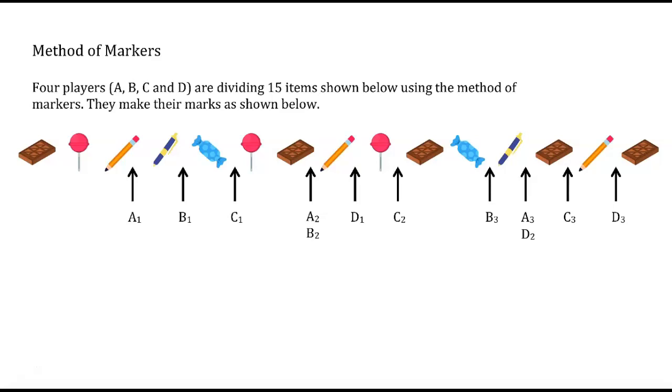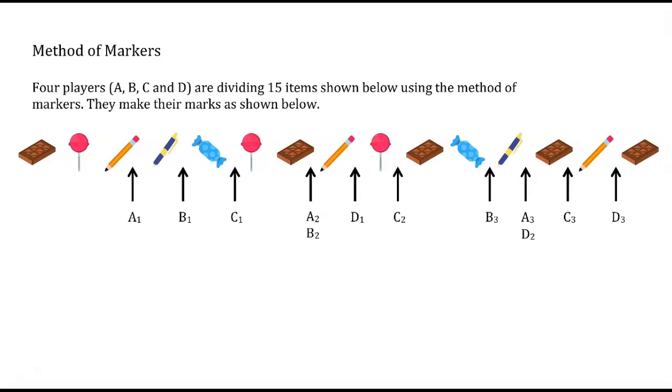All of the assets are laid out in a straight line, and each player gets a chance to place markers throughout the line to divide up the assets into equal portions. The idea is that each player should be happy getting any of the portions that they defined.